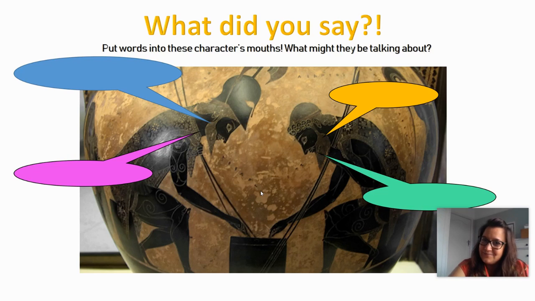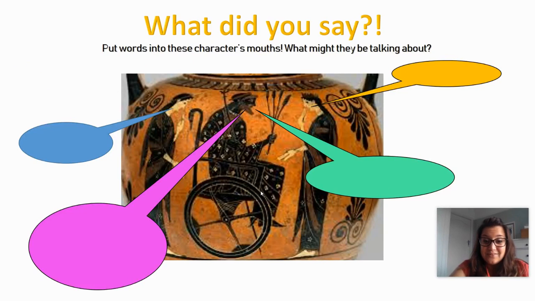Welcome back. I wonder what you thought they were saying. Maybe they're planning some war tactics. One of them there seems to be wearing a helmet. If we move our troops here, maybe we'll have the advantage. Let's have a look at another one. Here's another Greek pot.